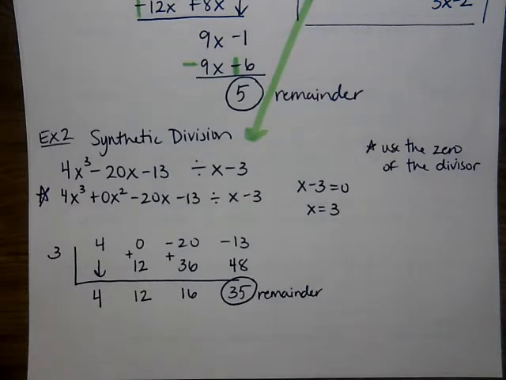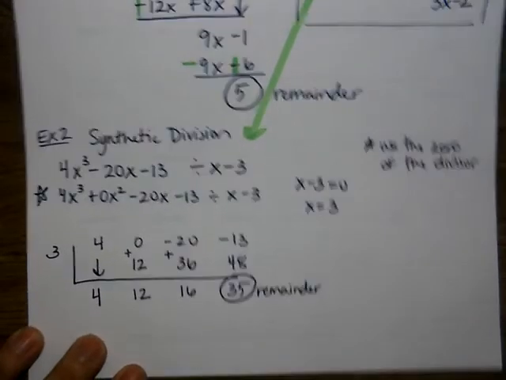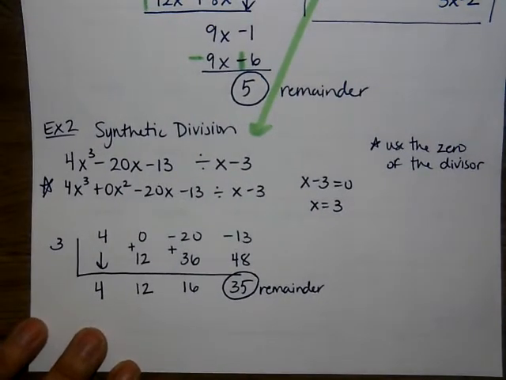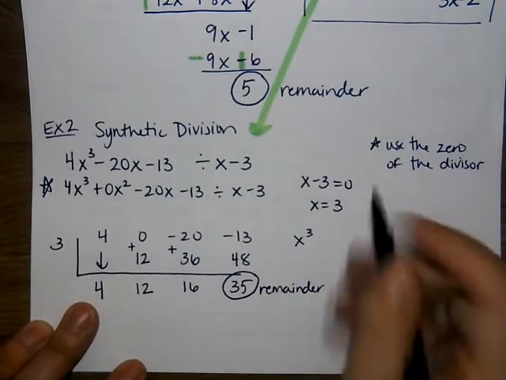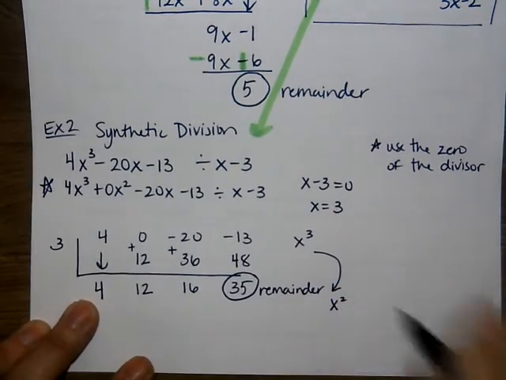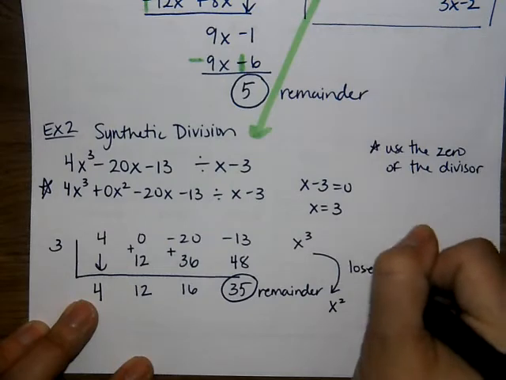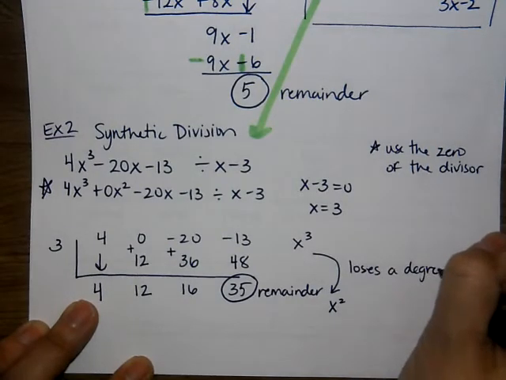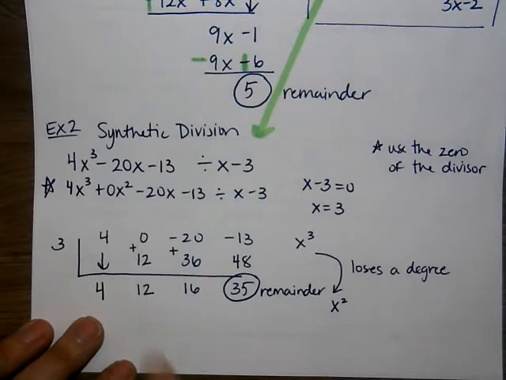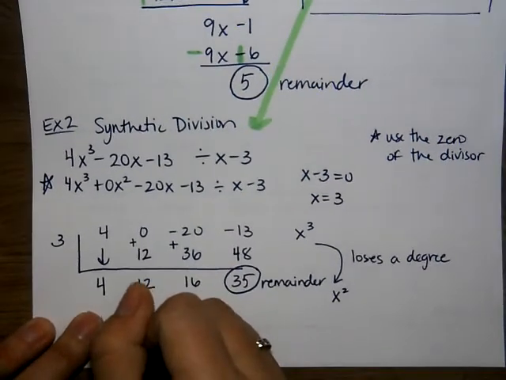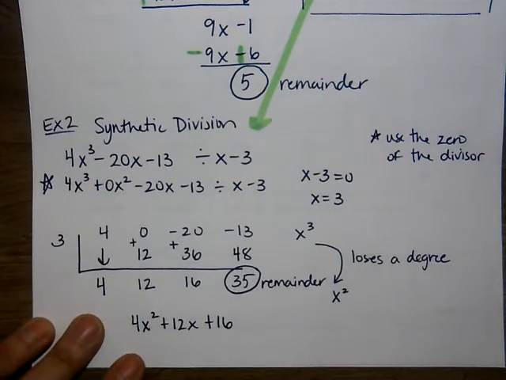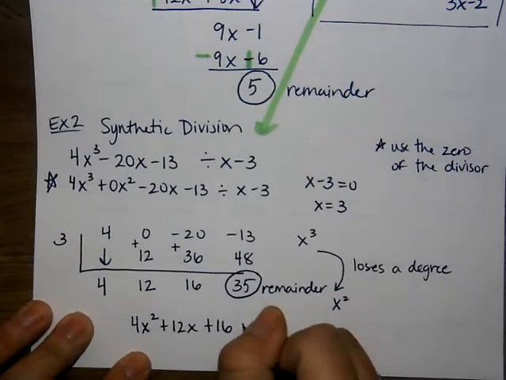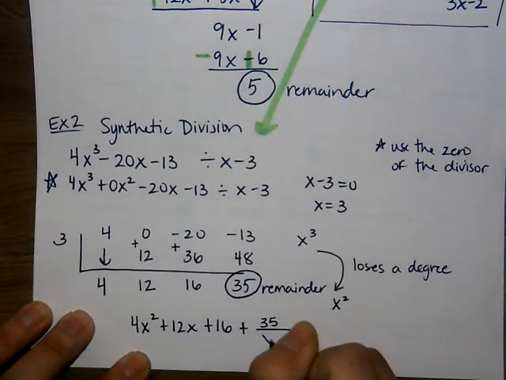So this is not our answer, okay, because that doesn't make any sense the way it is. So what happens in synthetic division is every single time you do it, you drop a degree. So remember that this problem started with x cubed. I have to go down a degree, and I get x squared. So it loses a degree. So that's where I start. So this polynomial is like 4x squared plus 12x plus 16. And then I add my remainder. So plus 35 over x minus 3.